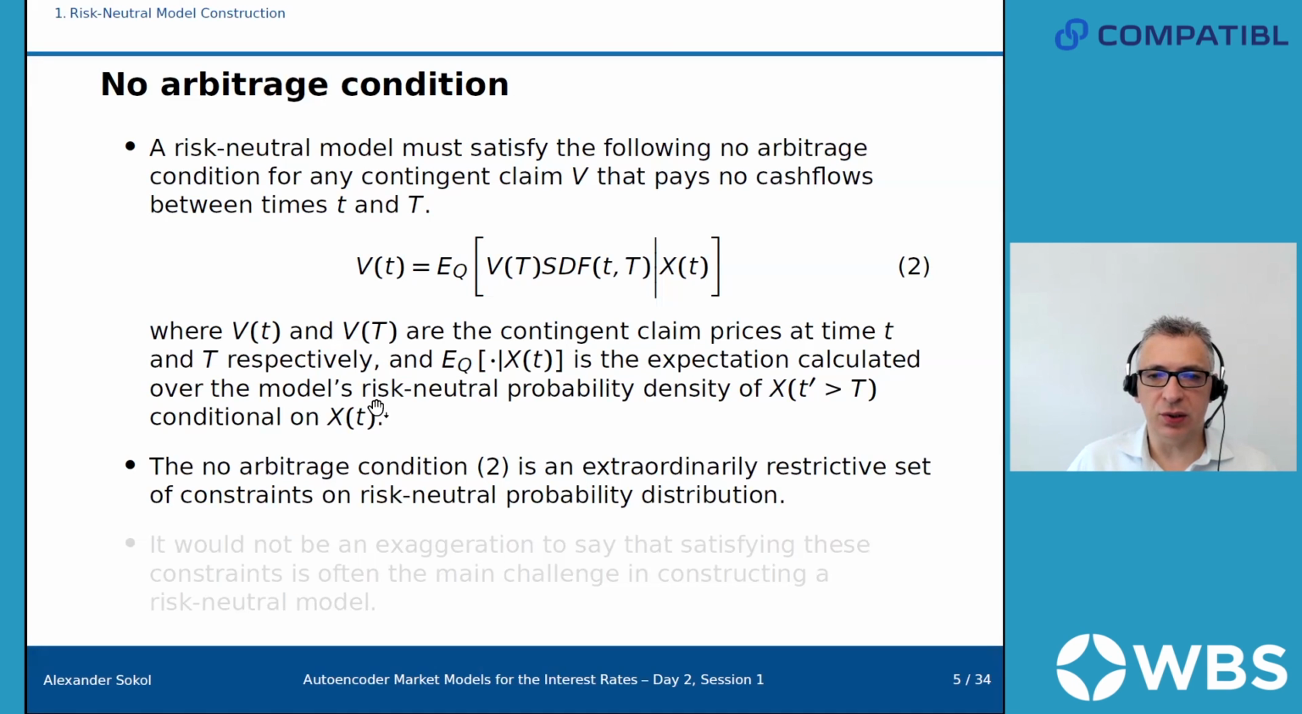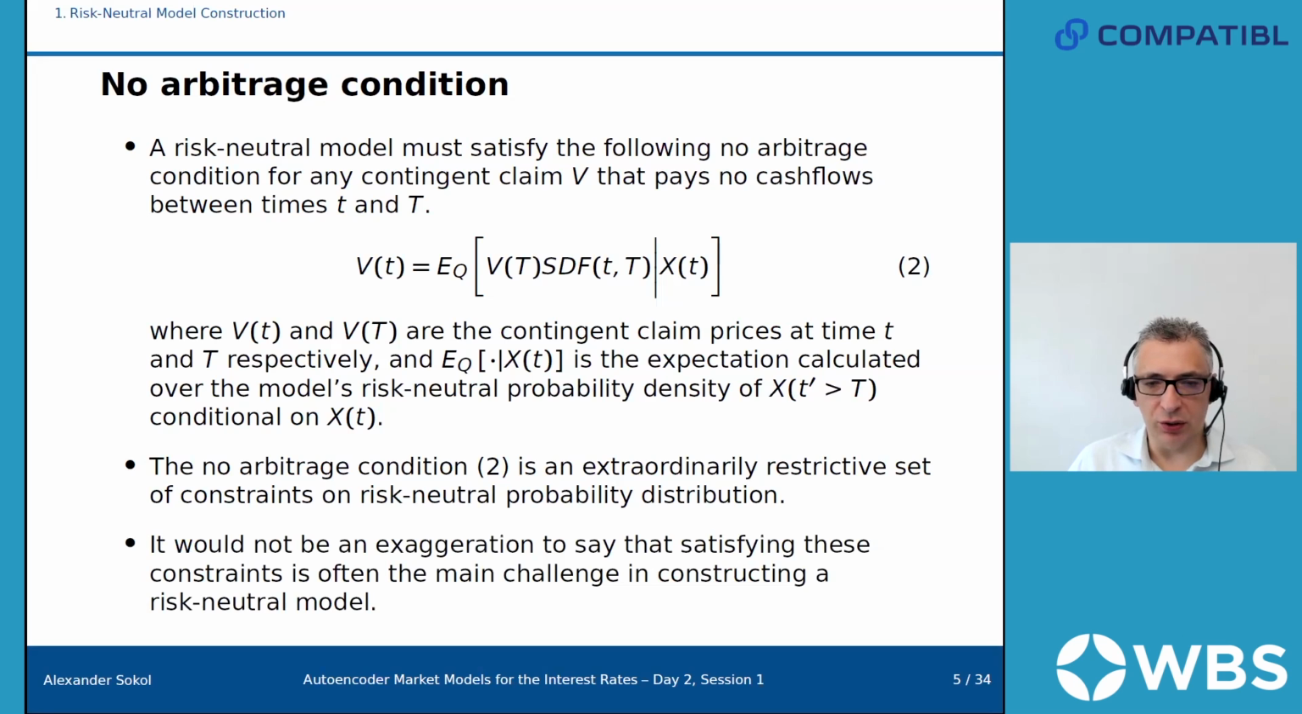And this condition is extraordinarily broad because it has to hold for every asset, because if it doesn't, then there is arbitrage in the market and arbitrageurs will be taking advantage of it and taking your money until equilibrium is restored. So there's no arbitrage condition just because it applies to any asset. It's an extraordinarily complex set of constraints. And it will not be an exaggeration to say that satisfying these constraints is often the bulk of the challenge, the main challenge in constructing a real risk-neutral model.